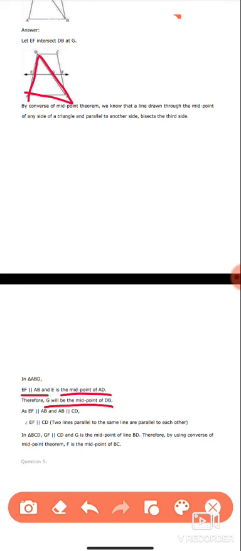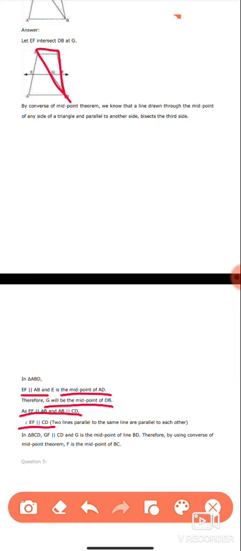Okay, now as EF is parallel to AB, and AB is parallel to CD, can we directly write EF is parallel to CD? Yes, because two lines parallel to the same line are parallel to each other. This is the reason. Now if you are considering triangle BCD, here G is the midpoint of BD, that you had proved.